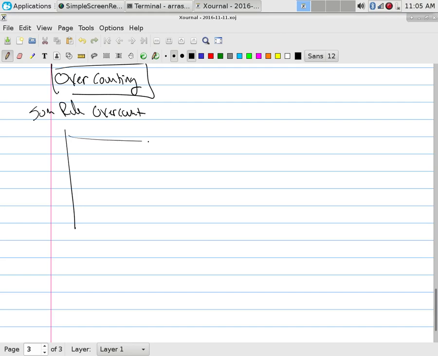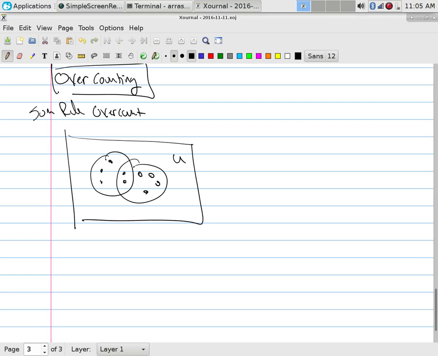Here's the idea. If I talk about unions, I'll just simply go to the Venn diagram. Here's A, here's B. I've got 1, 2, 3, 4, 5, 1, 2, 3, 4, 5. And I ask, what is the cardinality of A union B? But what I notice is it has things in the intersection. The normal sum rule says this is the cardinality of A plus the cardinality of B, right?